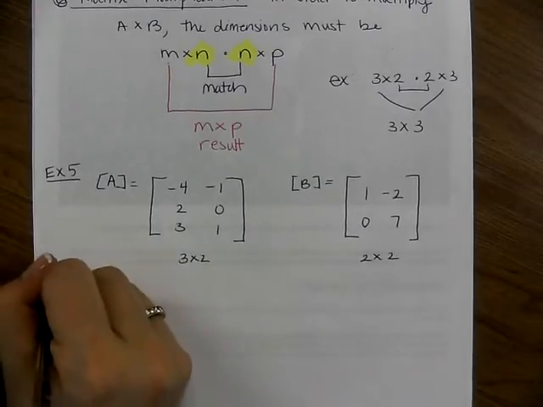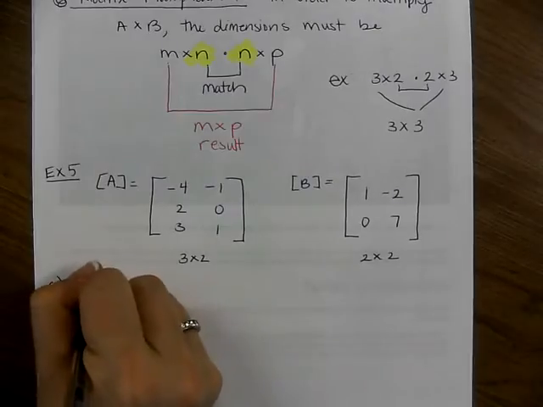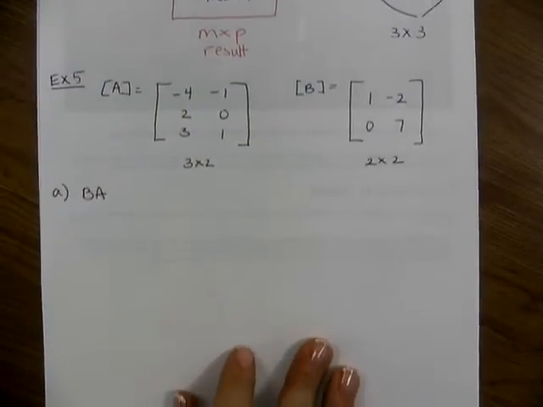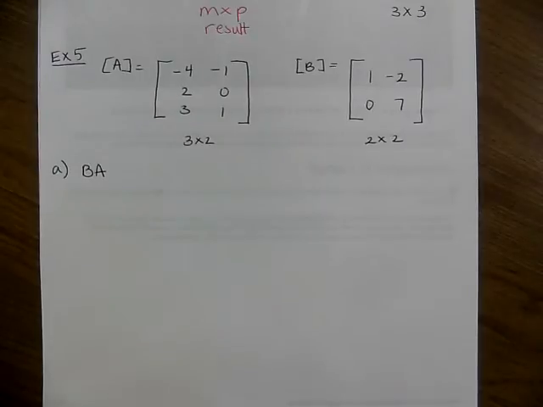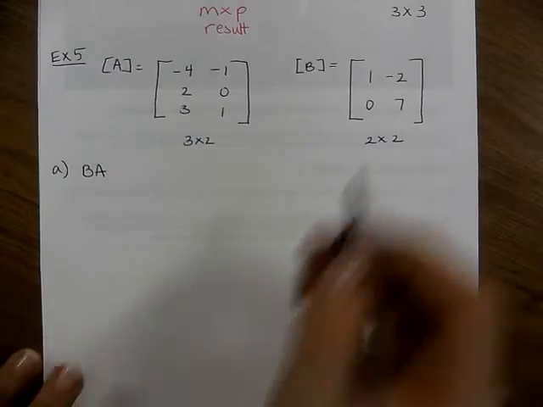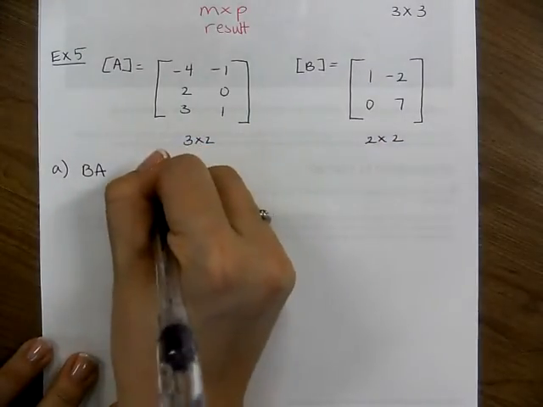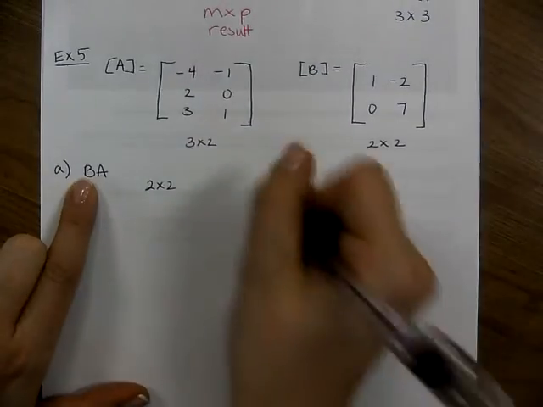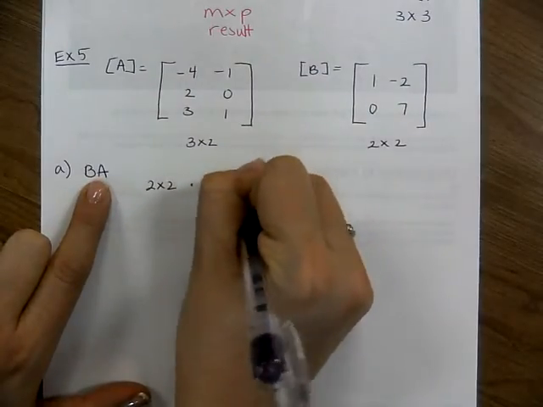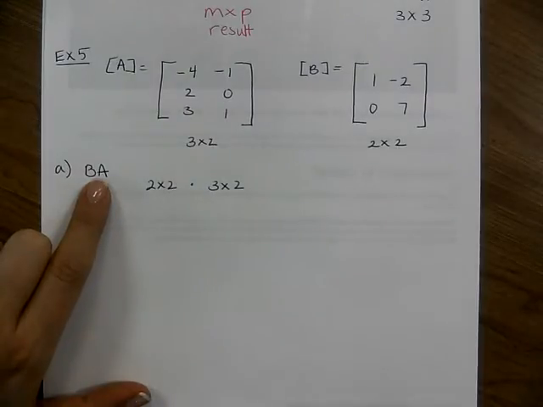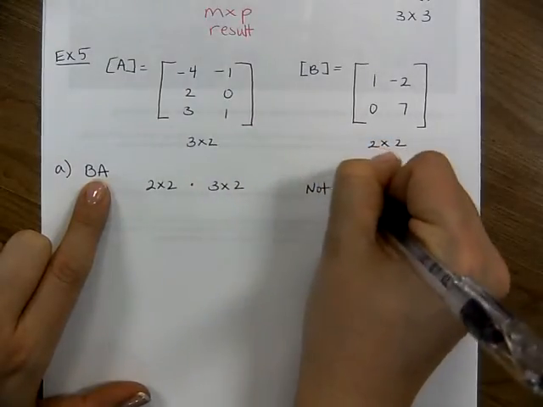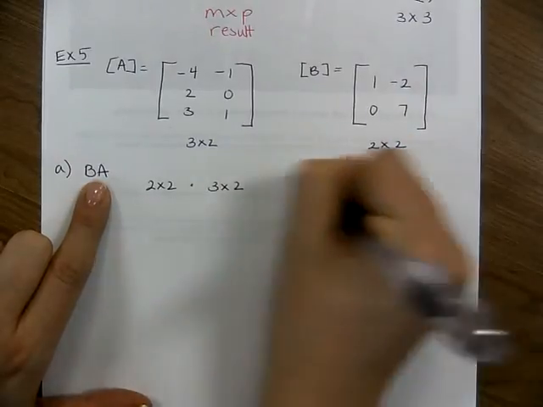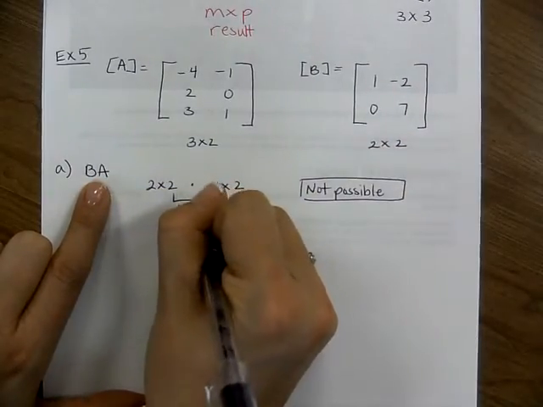If I asked you to find B times A, the first thing you do, regardless of what you want to do with the calculator, is check to see if it's even allowed. Do the dimensions match up? So this is going to be a 2 by 2 because B has to come first, times a 3 by 2. Is this possible? No. So this is not possible. There is no solution to this. You're done, because these don't match.